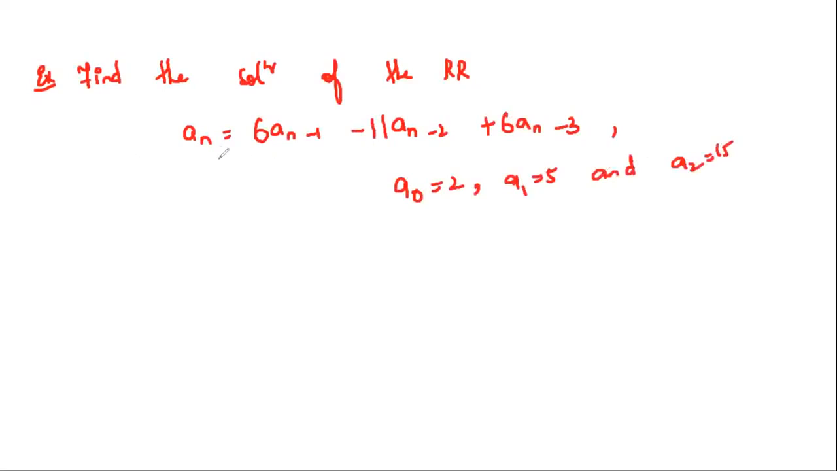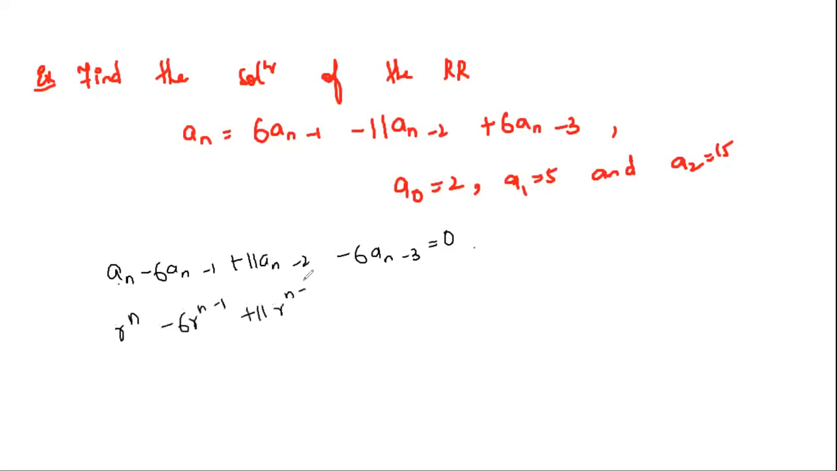So what will be the characteristic equation? First we have to take all the right hand terms to the left hand side. So An minus 6An minus 1 plus 11An minus 2 minus 6An minus 3 is equal to 0. Now replace An with r power n. So r power n minus 6r power n minus 1 plus 11r power n minus 2 minus 6r power n minus 3 is equal to 0.